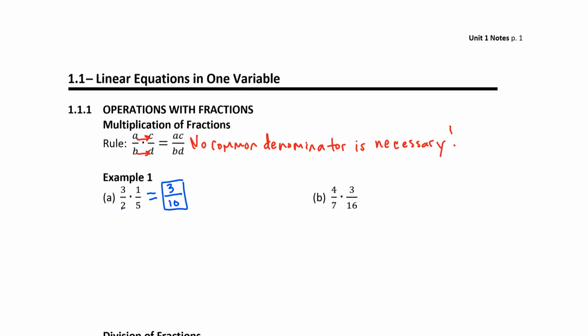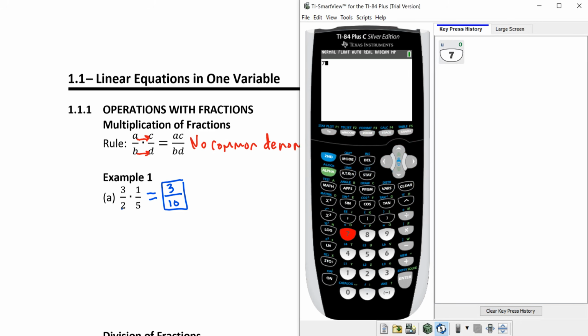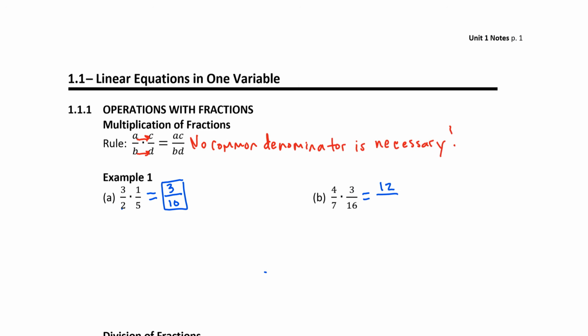Let's look at the next example. Example B, 4/7 times 3/16. Now, in this case, we could go ahead and multiply straight across, and let's do that to begin with. 4 times 3 is 12. 7 times 16, we can type that into our calculator, make sure we get the right value. Looks like 112. So we have 12 over 112.